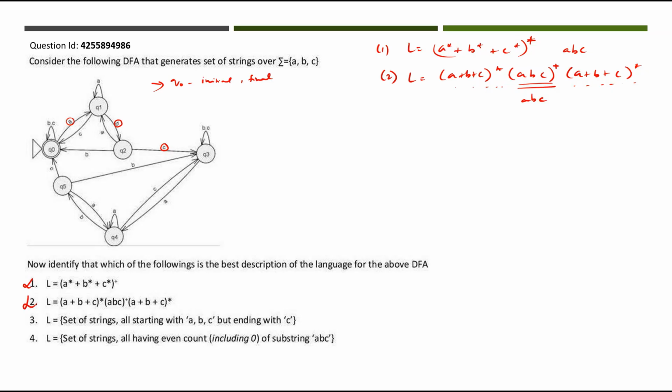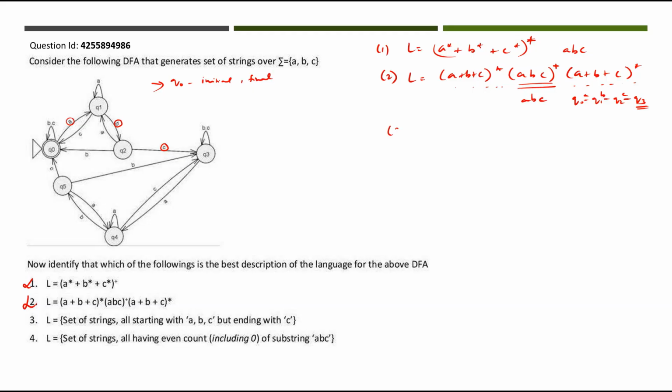This is the reason I took ABC for option 1 also. So let me give the transition for this ABC. From Q0 you are going to Q1, from Q1 you are going to Q2, and from Q2 you are going to Q3. For A, B and C input, Q3 is not a final state. So this string is rejected by the DFA given above.